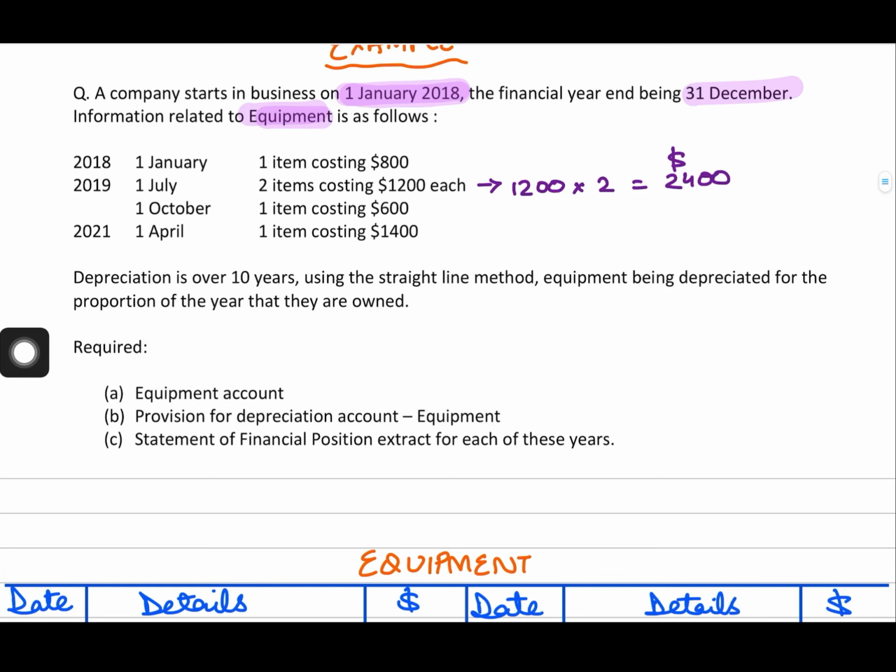Then the policy. Depreciation is over 10 years using the straight line method, okay. So this is the useful life, and because the useful life is given, so the method is straight line method, and equipment being depreciated for the proportion of the year that they are owned. So you remember in the last video we solved an example in which reducing balance method was given and the policy was full year policy. So in this question we have straight line method and monthly basis policy. Okay, so this is good.